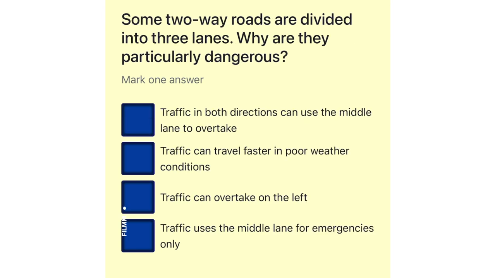Some two-way roads are divided into 3 lanes. Why are they particularly dangerous? Traffic in both directions can use the middle lane to overtake. Traffic can travel faster in poor weather conditions. Traffic can overtake on the left. Traffic uses the middle lane for emergencies only.